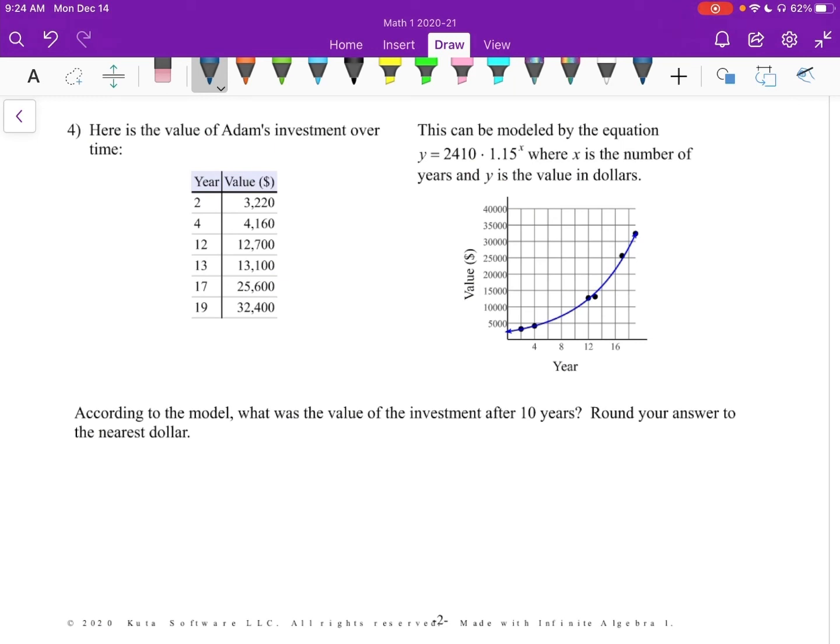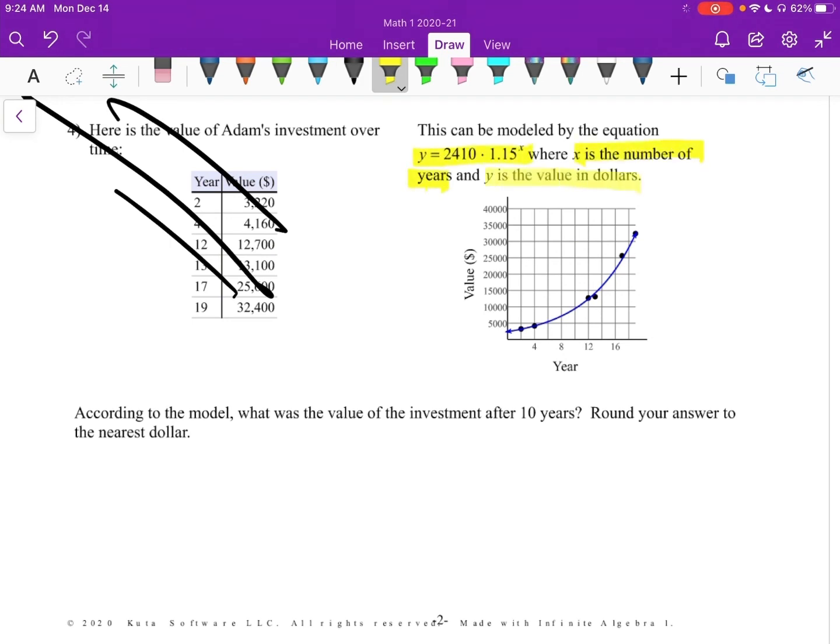Here's the value of, well, actually, no, I'm trying to do this fast. I'm going to ignore that. My equation is here. X is the number of years. Y is the number of dollars. I look down at my problem, or my actual question. According to the model, what is the value of an investment after 10 years? Well, X represents years. And now I just need to plug in.